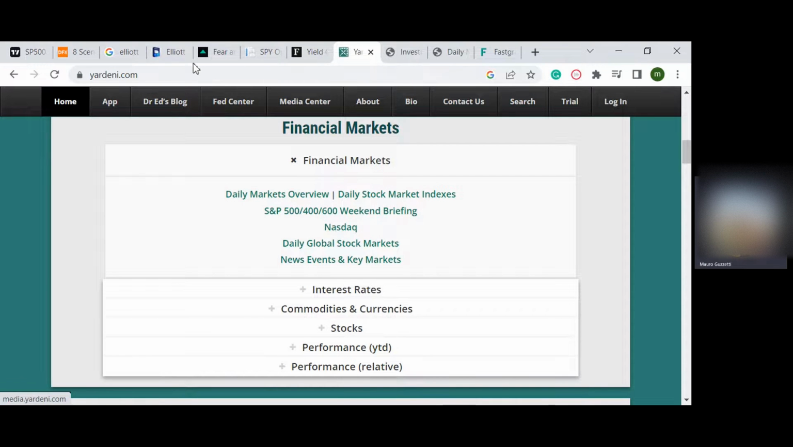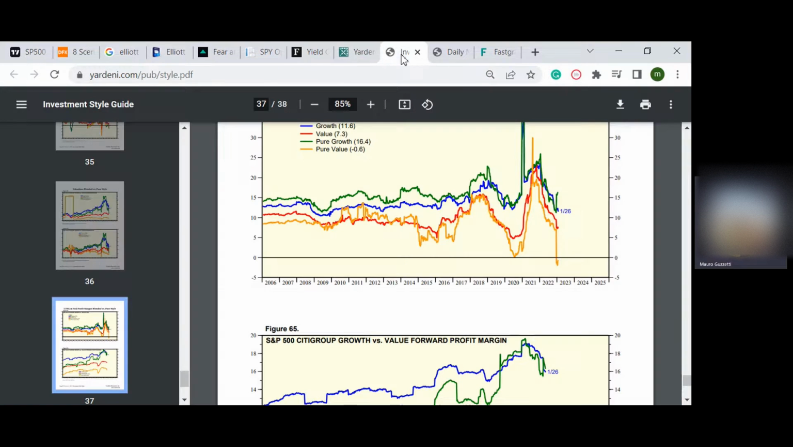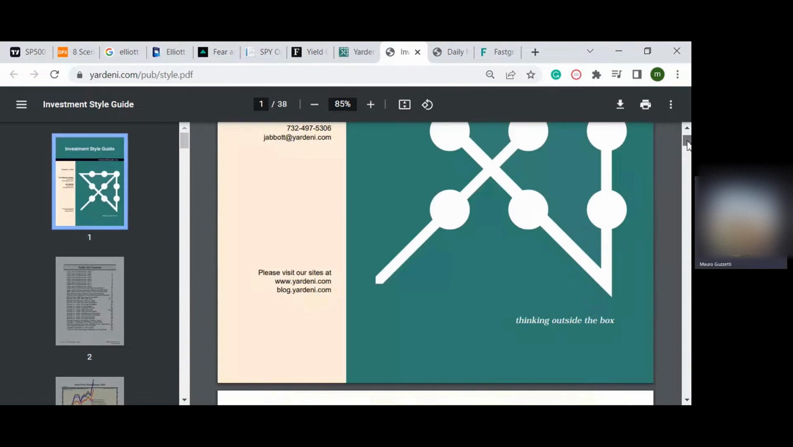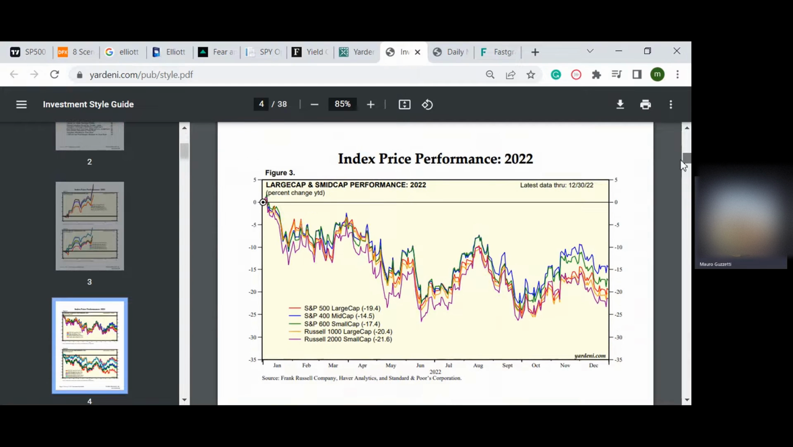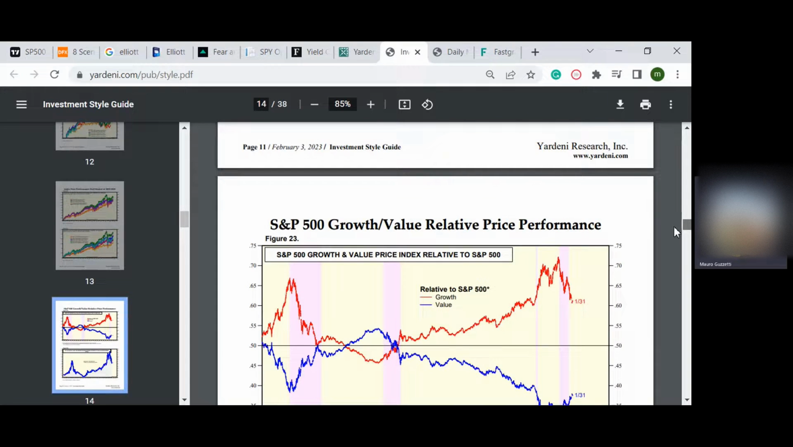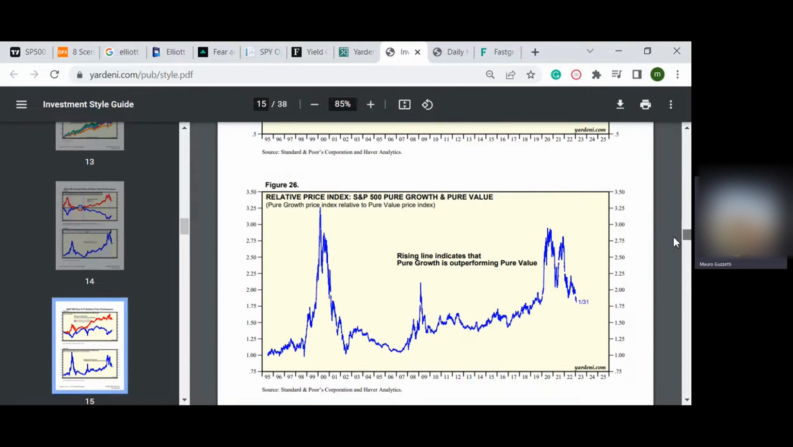So guys, that's a fantastic website. It's called yardini.com. It gives you so much useful information on the market. Here I took a lot of data that are very useful. Performance, we don't care, because it looks at the past and we are supposed to look at the future.